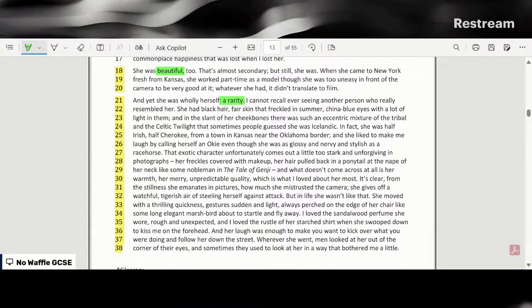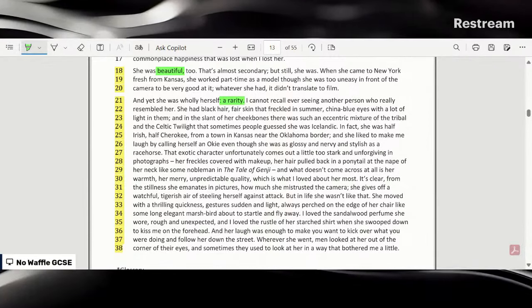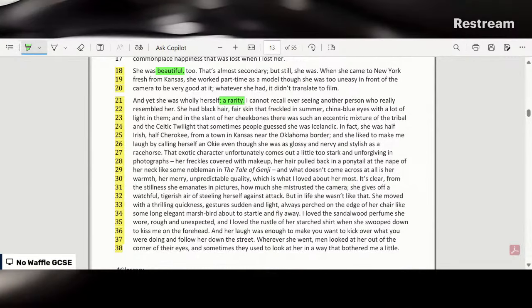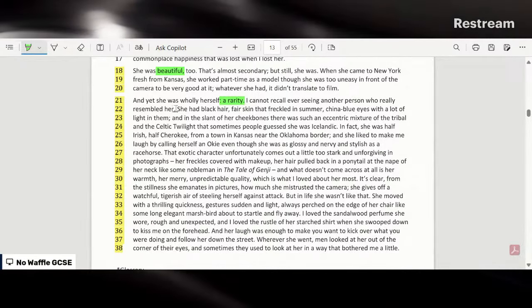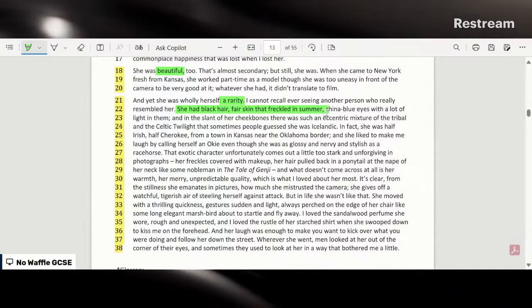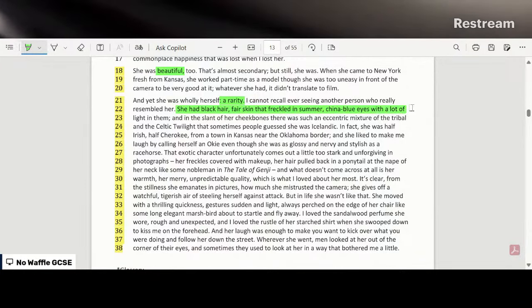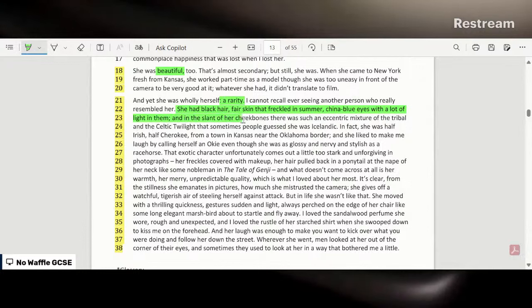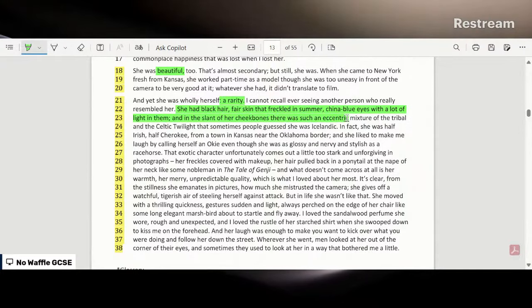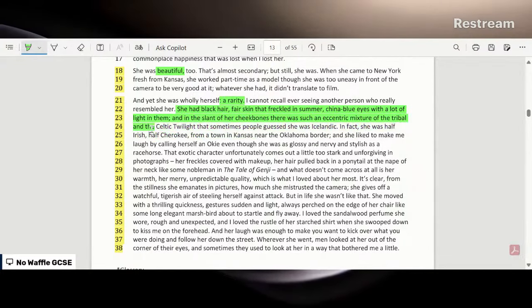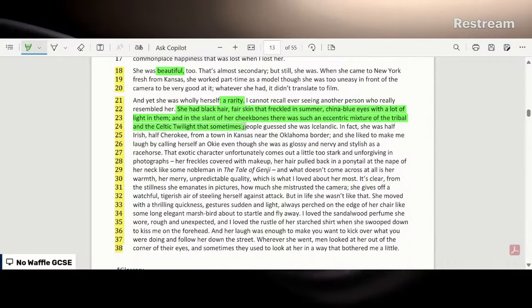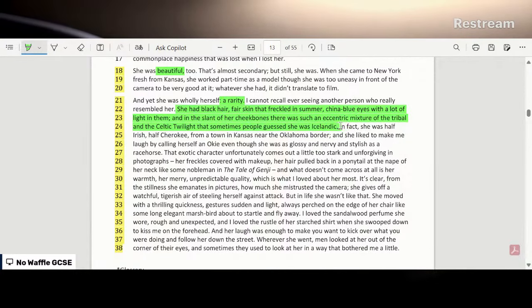I cannot recall ever seeing another person who really resembled her. She had black hair, fair skin that freckled in the summer, china blue eyes with a lot of light in them, and in the slant of her cheekbones there was such an eccentric mixture of the tribal and the Celtic twilight that sometimes people guessed she was Icelandic. Okay, what have we got there?